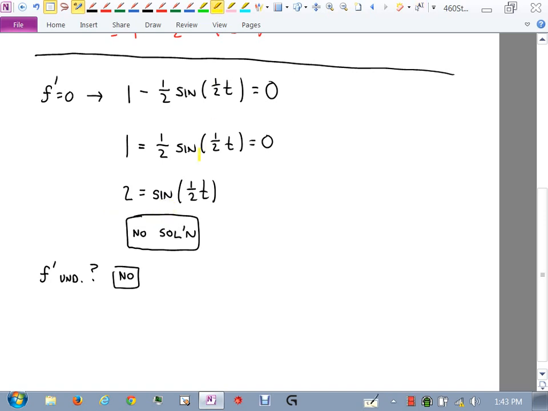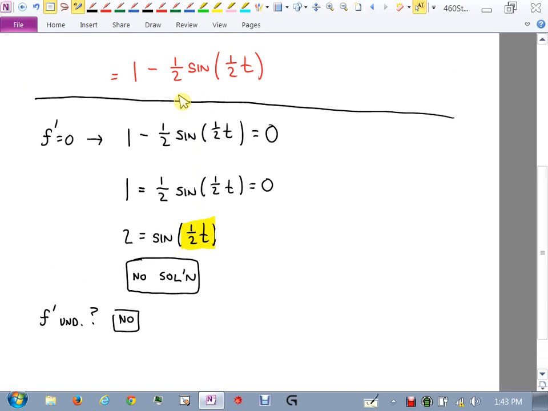Yeah, this is a sine curve, right? Sine of anything is bounded between -1 and 1, right? It's never going to be 2. This won't ever have a solution. So you don't have a place where the derivative is 0. And now you look at where the derivative is undefined. Does that happen? Sine functions are well defined. There's never any issues with them. So it's never undefined, which means we have no critical numbers.